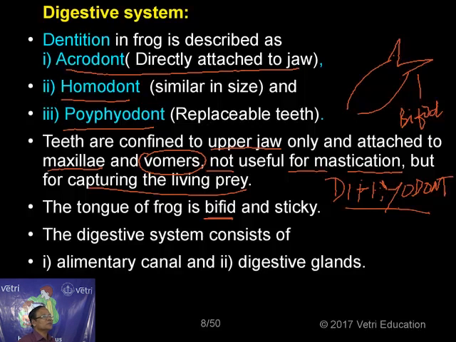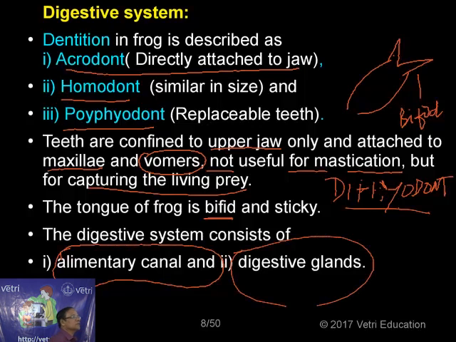Now what are the components of the digestive system? In general, in all vertebrates, we have a general condition. The digestive system consists of a long tube called the alimentary canal, and also the associated glands for digestion, called the digestive glands. Now let us see the nature of the alimentary canal. It starts with the mouth and ends with the cloaca.